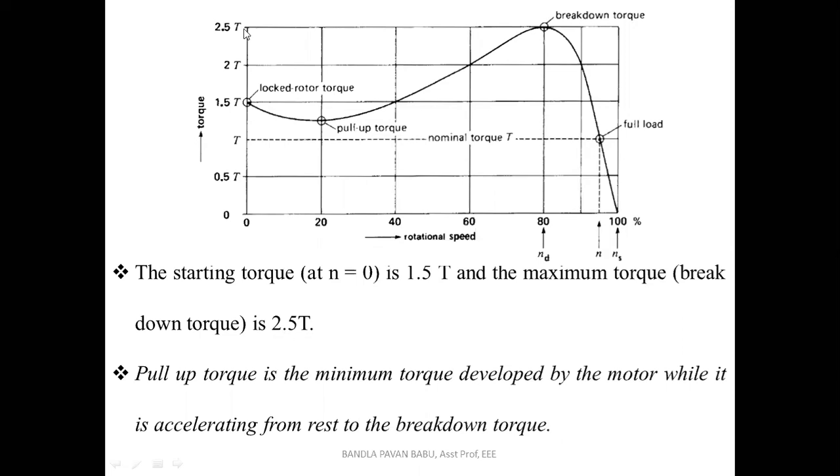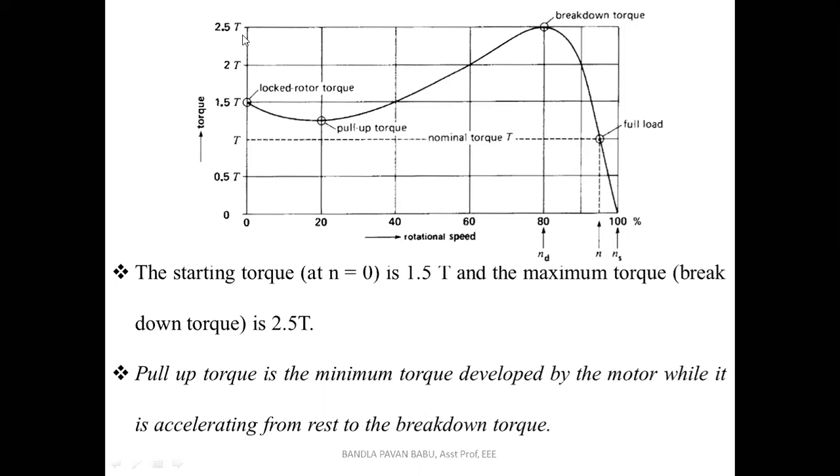So what do you mean by breakdown torque? It means at a particular slip, the rotor has reached the maximum torque. That is the situation there, and the speed at that particular slip can be treated as n suffix d. That is the speed at which the breakdown torque exists. Here that is 2.5 into T. Please remember that at n equal to 0, the locked rotor torque developed is 1.5 times, and the breakdown torque value is 2.5 into T.